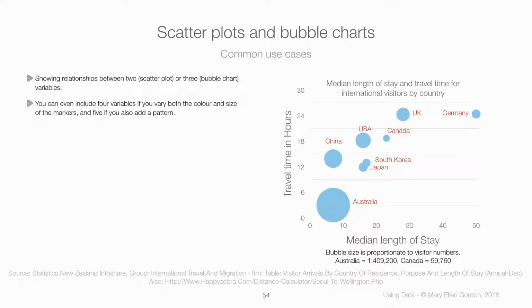We could even show more variables if we vary the color and the size of the marker, or we can even add a pattern to get a fifth. So what I mean by this, here what we're trying to look at is the association between travel time and median length of stay. In other words, if it takes you longer to get to New Zealand, do you stay longer once you get here?